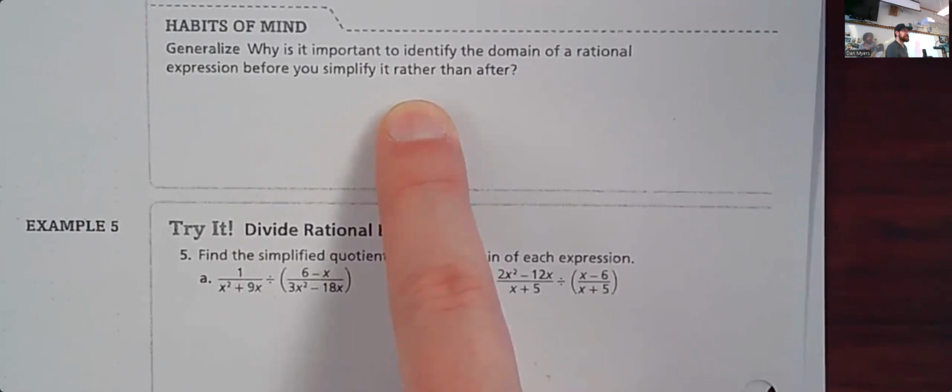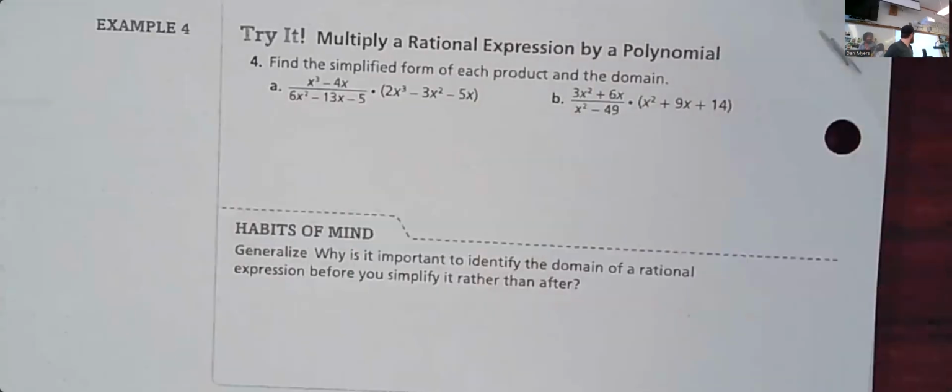Why is it important to figure out the domain? Most importantly, what cannot be part of the domain before you simplify as opposed to after? We find out all of it. Yeah, because if you cancel everything out and you only look at the answer, you're probably going to miss some of those parts that cannot be part of the domain. Cool. All right, let's look at division.